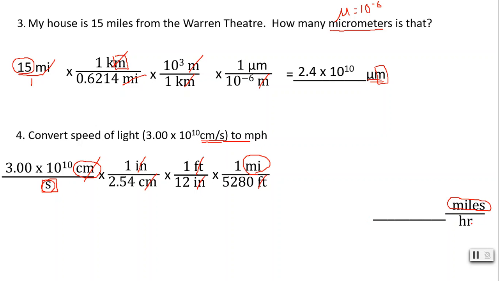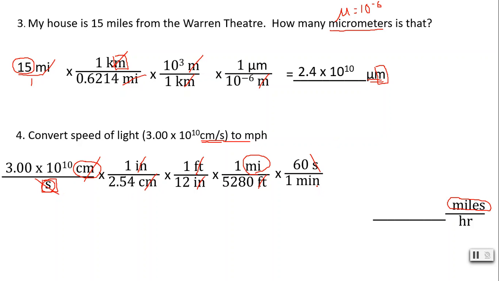I can do that easily by using the definition of seconds and minutes and hours. I know that there's 60 seconds in a minute and 60 minutes in an hour. So when I write that 60 seconds in a minute, I write that with 60 seconds in the numerator, so that seconds unit cancels with this second unit all the way down here.